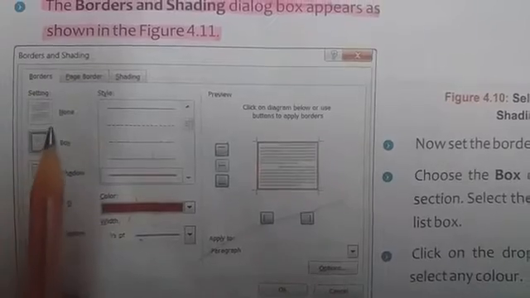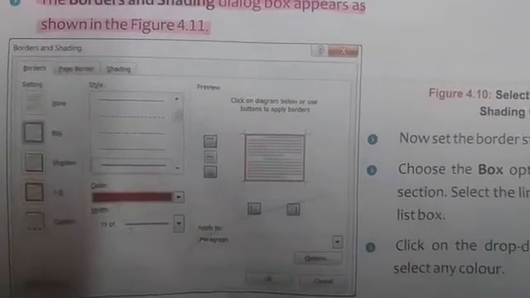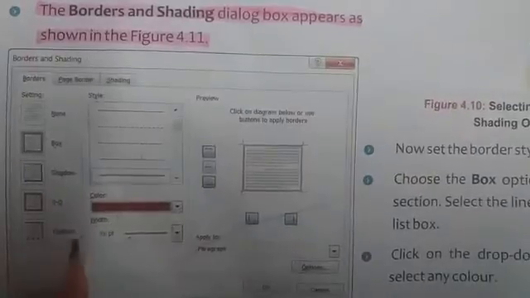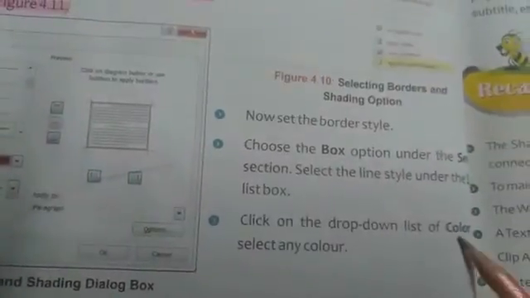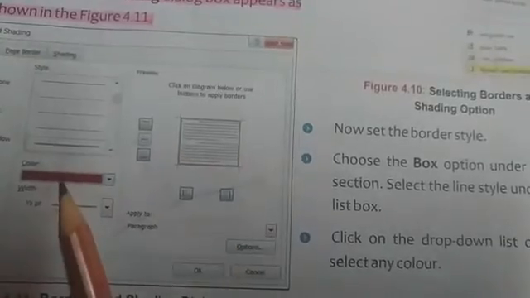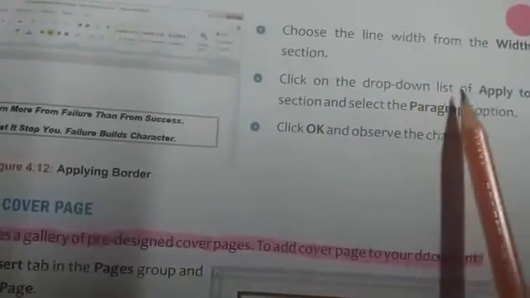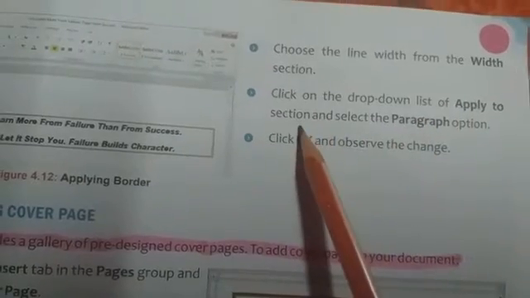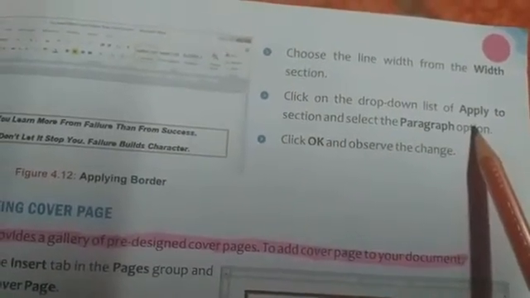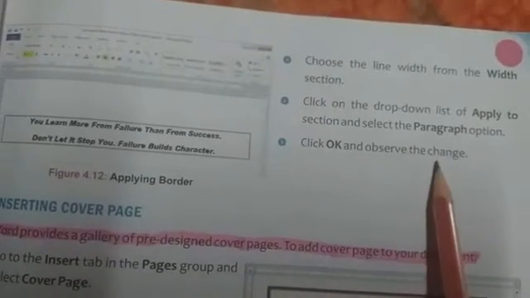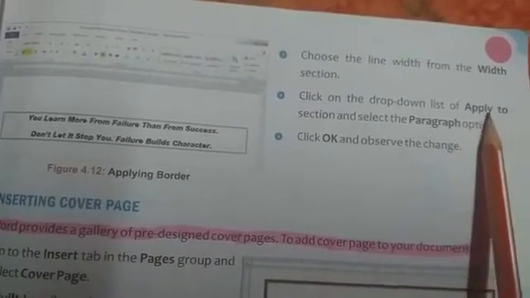In the setting option we can choose any style, for example, a border as a box, as a shadow, as a 3D box, and as a custom. Click on the drop down list of the color and select any color. As I have told you, we can choose color also. Choose the line width from the width section, click on the drop down list of the apply to section and select the paragraph option. Click OK and observe the change.